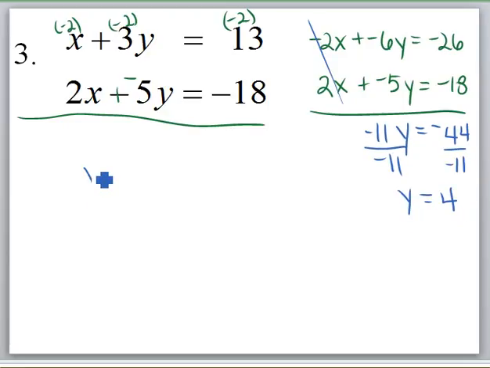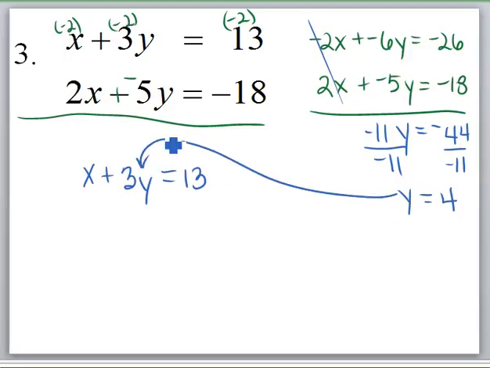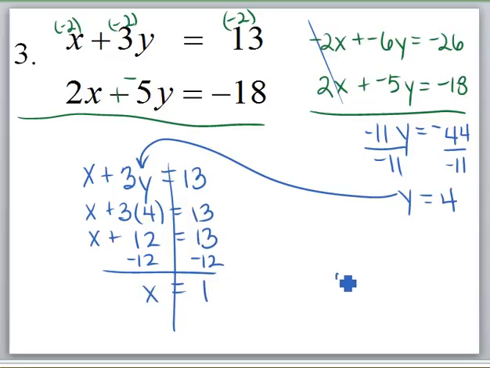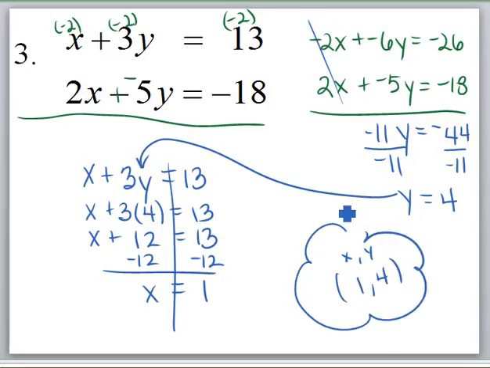So the only thing left to do is to take this and plug it back into one of the two originals. I'm going to pick the first one because it looks a little bit simpler. So I have x plus 3 times 4 equals 13. So I get x plus 12 equals 13. I'll subtract 12 from both sides, and I get x is 1. So I end up getting the answer of (1, 4). I'll just check that solution.